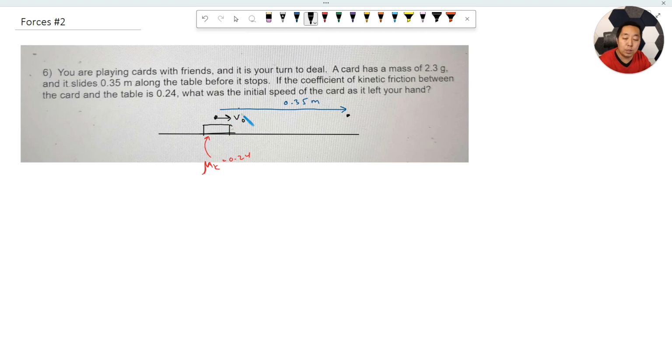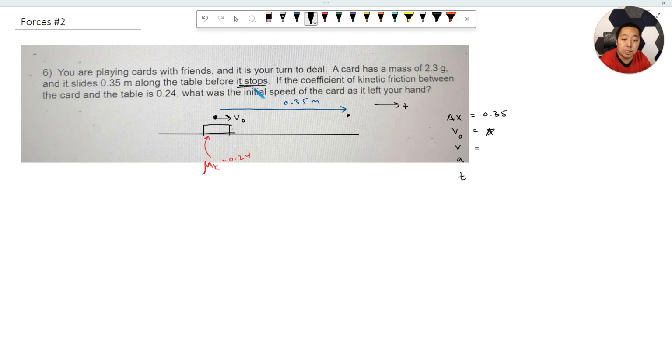This is a combination of kinematics and forces, because we're talking about the coefficient of kinetic friction. But if we're asking for initial velocity, I always start with the kinematics approach. We list out our 5 variables and ask what we know. We set right as the positive direction, so the displacement is 0.35 meters. We want the initial velocity.